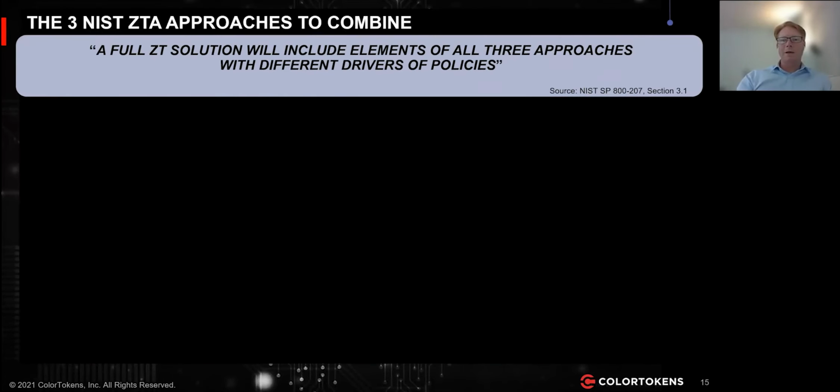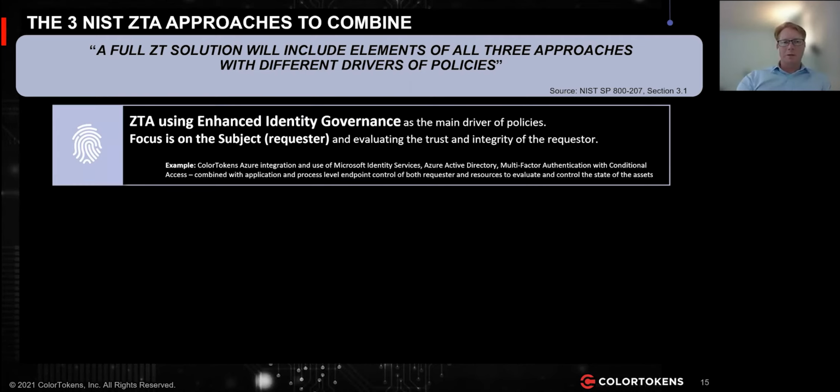So let's have a look at the 3 approaches and the 7 key tenets, basic tenets. As said here in the publication section 3.1, it's also a small paragraph, a full zero trust solution. We have a term called the full zero trust solution, which will include elements of all 3 approaches. And it actually explains a lot. It explains a lot about why there's so much confusion about what zero trust is, why someone is saying this is zero trust and someone else says something else is zero trust. Have a look at this.